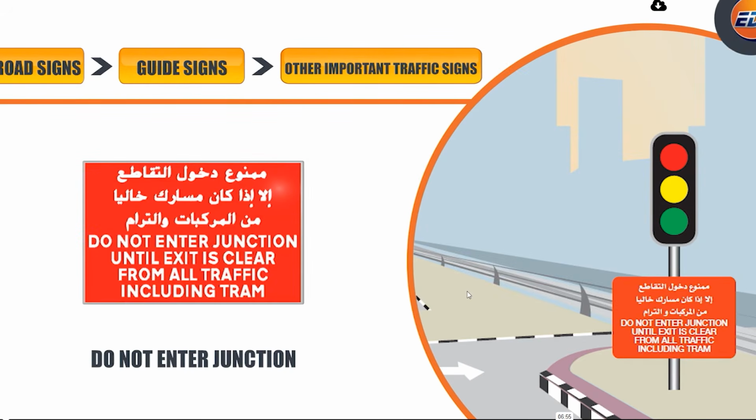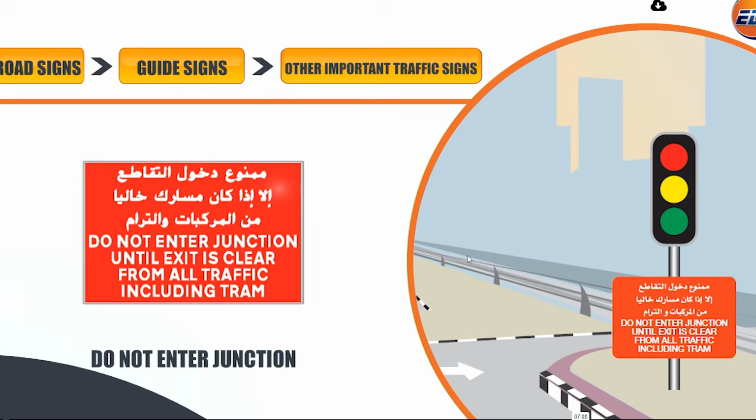Do not enter junction. This information sign restricts the road users from entering the junction until the exit is clear from all the directions, including tram. This sign can be found in the tram area.